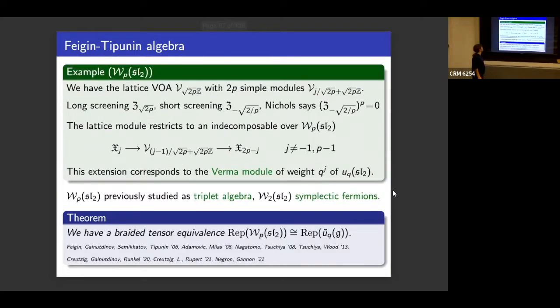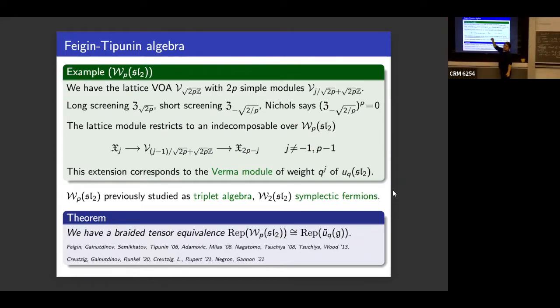Questions? So now let's go to SL2. I will have a picture in the next slide. So what does this spell out for SL2? So all this Lie algebra stuff, let's leave it. So we have a lattice VOA A_{√2p Z}, which we had on the blackboard last time. And this has 2p simple modules, and they're indexed by cosets of the dual lattice, which is 1/2p. So there are 2p simple modules.